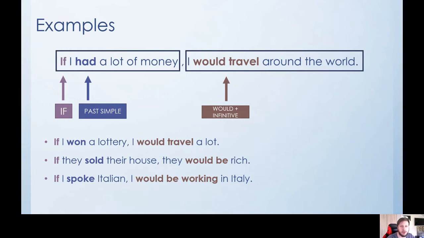So it's a speculation about the present or the future, something that will probably not happen. If they sold their house, they would be rich.